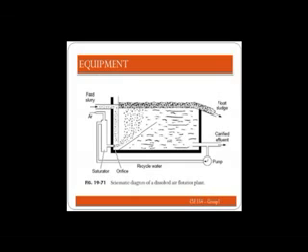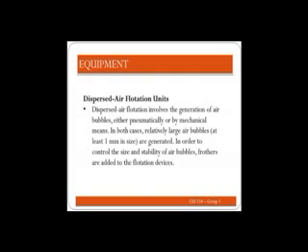This is the schematic diagram of a dissolved air flotation plant. The dissolved air generates air bubbles which contact the particles, causing the particles to float. The float sludge then exits. On the other hand, the clarified effluent exits with the use of the pump. Dispersed air flotation units involve the use of pneumatic or mechanical means of generating air bubbles. In both cases, relatively large air bubbles are generated. Filters are added to the flotation devices in order to control the size and stability of air bubbles.